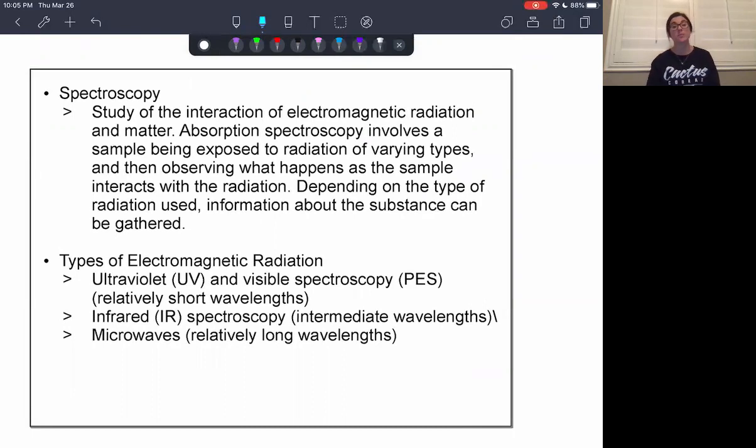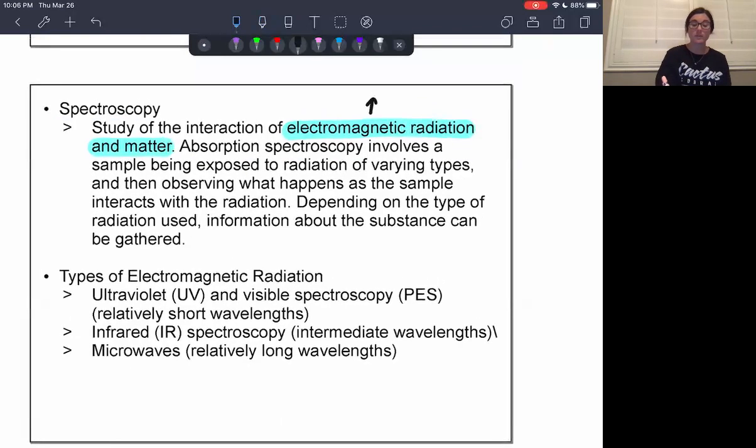So I'm going to highlight keywords and talk about what they mean so that you can get a really thorough understanding of what it is without me simplifying it too much. Spectroscopy is the study of the interaction of electromagnetic radiation and matter. Electromagnetic radiation is a fancy term for light. Broadly, all forms of light.